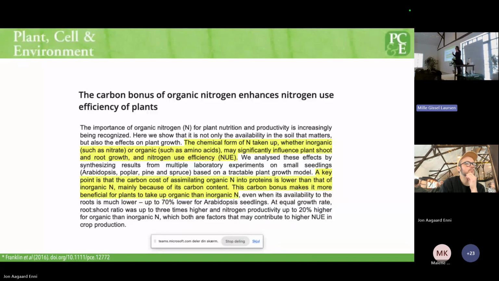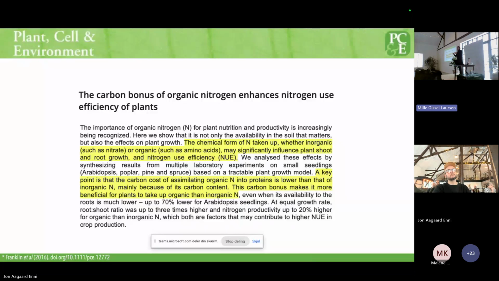The key point here is that the carbon cost or the energetic cost for the plant to turn those organic nitrogen forms and finish the job into those proteins, the energetic cost of that is lower than that of the inorganic forms. And that is particularly also because of the carbon content of the organic forms. And we're going to dive deeper into exploring this.